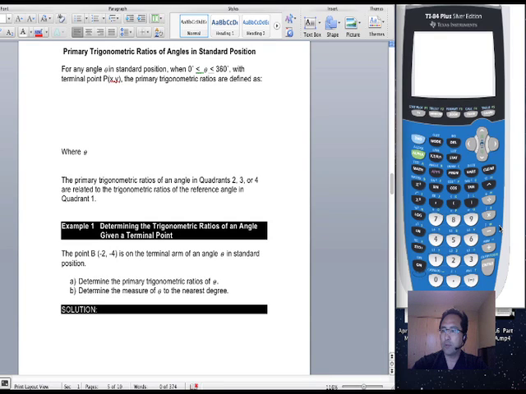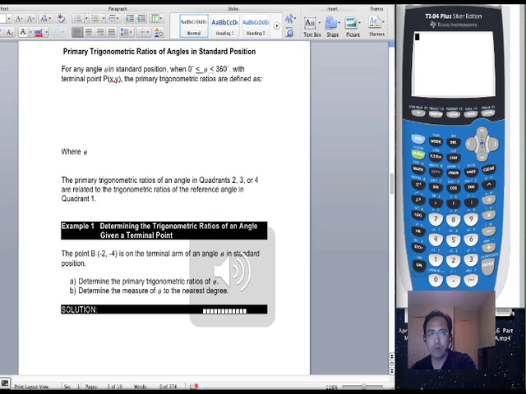Okay, so this is 6.2, part 2. I broke this lesson down into 3 separate parts. Unit circle, 6.1, where we're just figuring out what CAST is all about, and now this part where we're looking at answering questions about the different trigonometric ratios in all 4 quadrants.